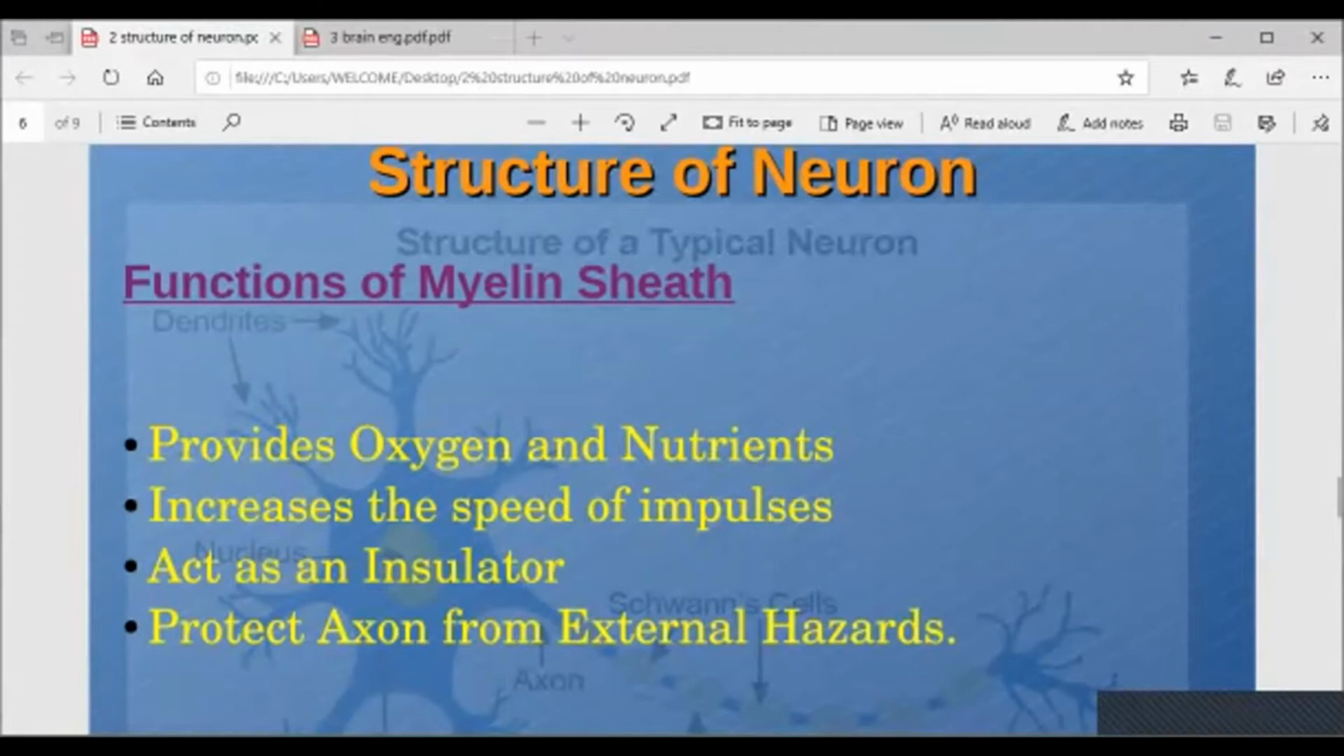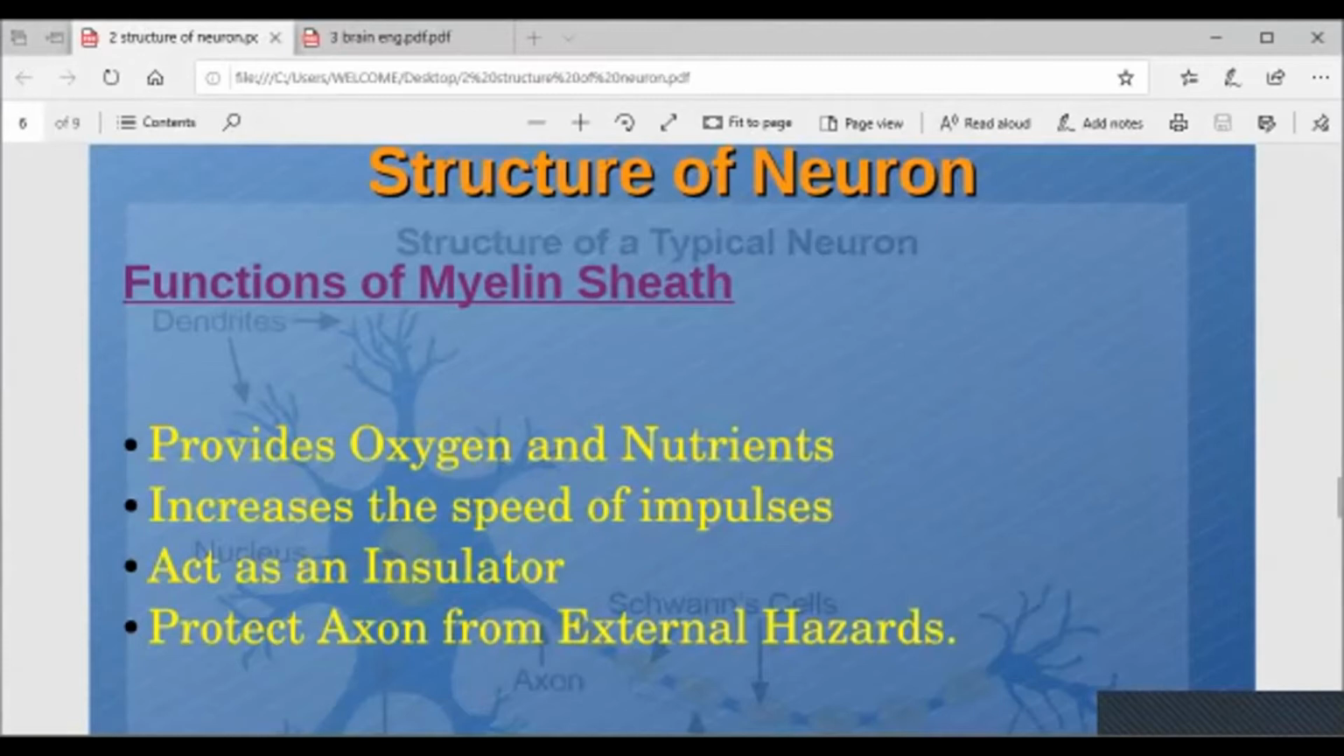Then comes the functions of the myelin sheath. The myelin sheath present in brain and spinal cord is made up of specialized cells known as oligodendrocytes. Now we can go through the functions of the myelin sheath. Myelin sheath provides oxygen and nutrients to the axon. You have seen in the picture that the axon is encircled by the Schwann cell to form the myelin sheath, and this myelin sheath provides oxygen and nutrients to the axon.